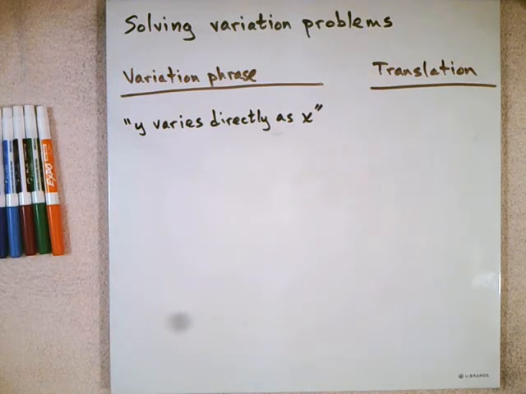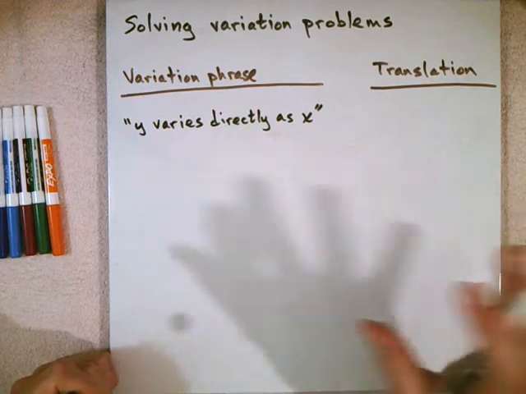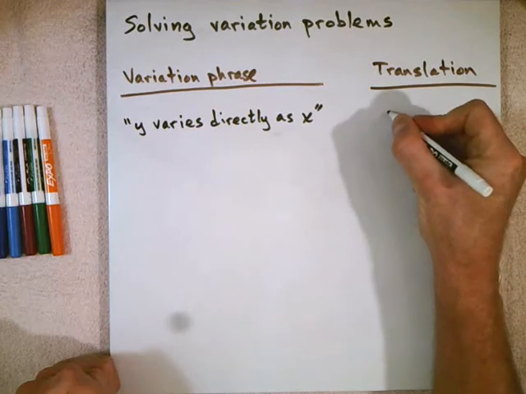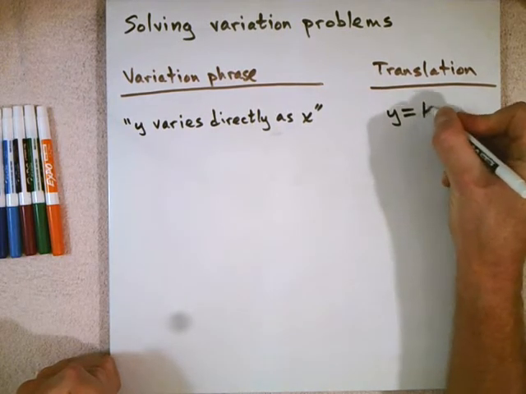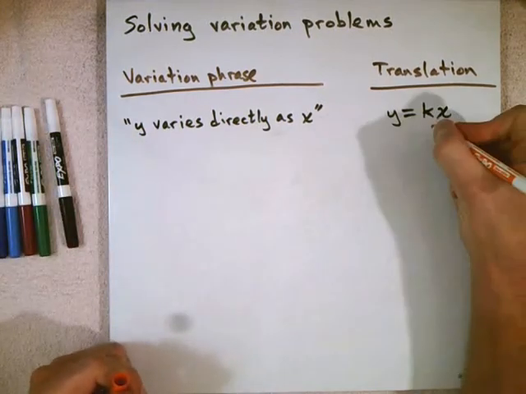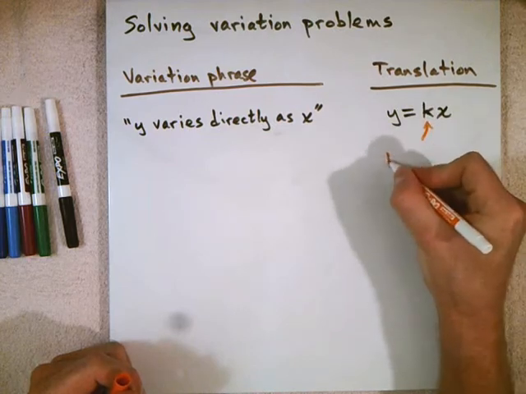So what does it mean for two variables to vary directly one with the other? Essentially what it means is they behave in the same way, in the sense that as one gets larger, so does the other. Or if one gets smaller, so does the other. And so the way that would get translated looks like this. It's not like we're saying they're equal, not quite that much, but close to it. Here's the translation: y equals kx. Now what is that k there? That k is a proportionality constant.